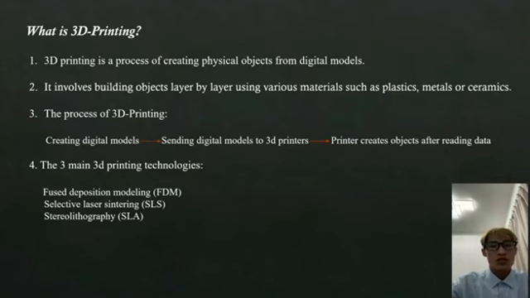In addition to its use in manufacturing, 3D printing has also found application in a variety of other fields, including medicine, architecture, and even fashion.